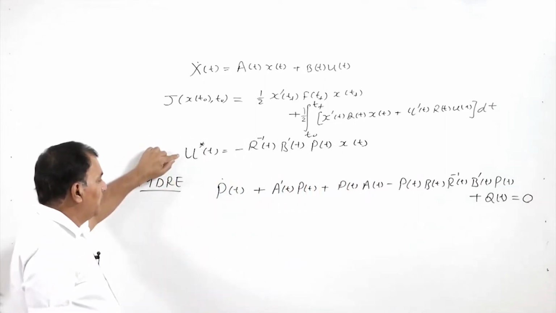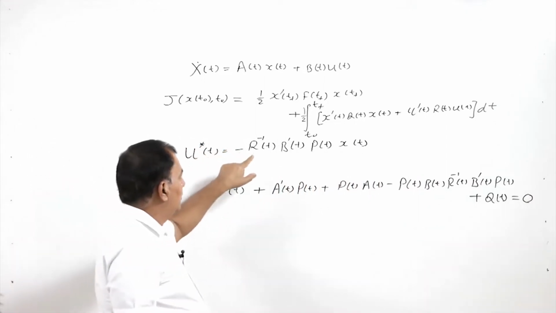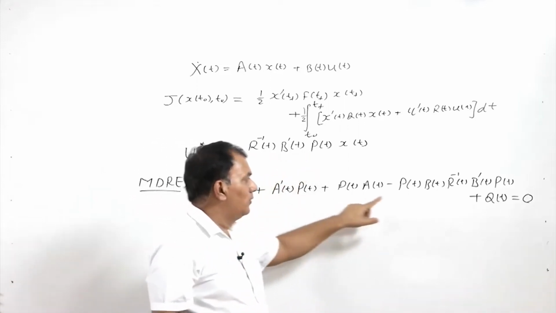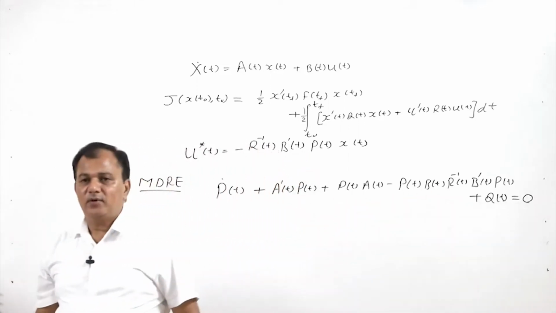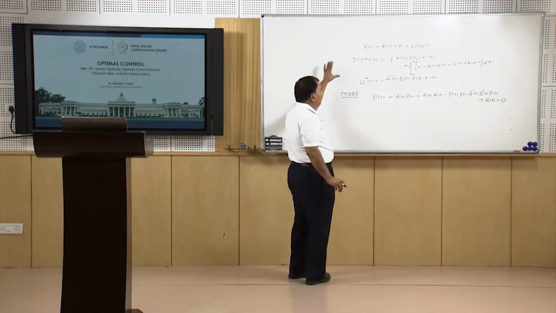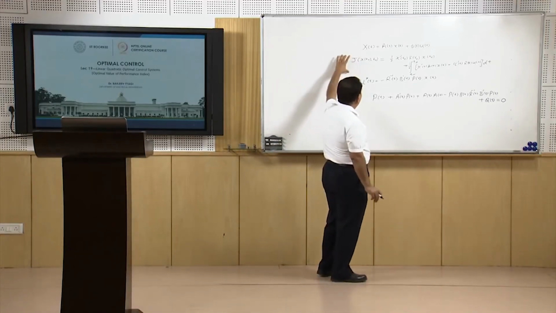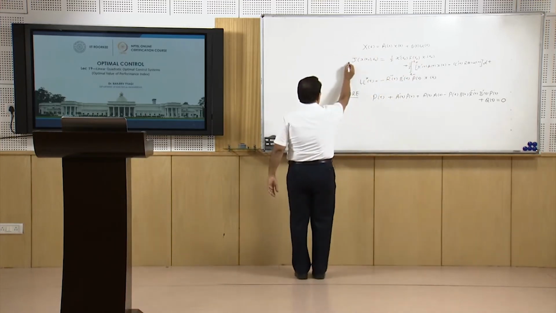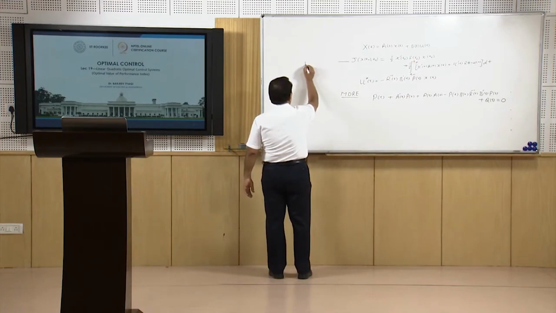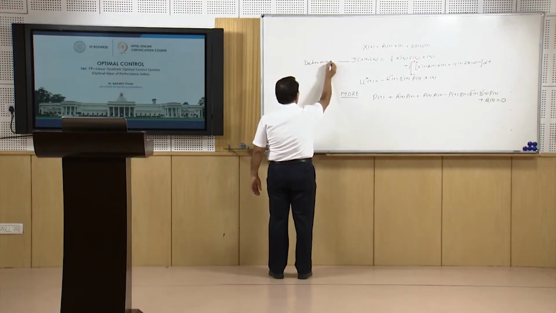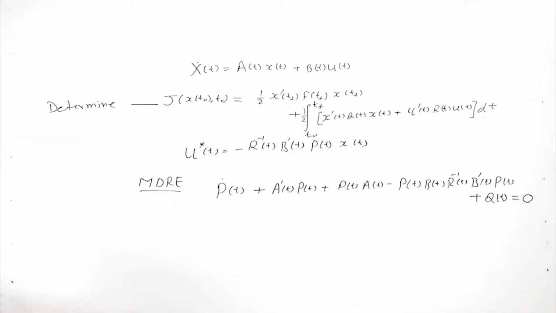This is my matrix differential Riccati equation, and this is my optimal u. To determine this u, I require P, and P can be found by the solution of the given matrix differential Riccati equation. So in today's class my objective is, with these values, to determine J.